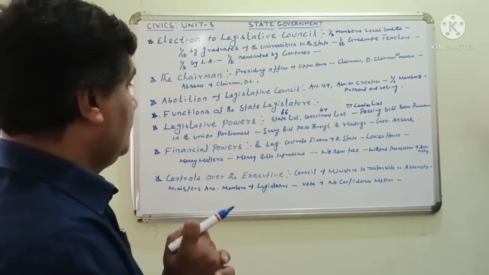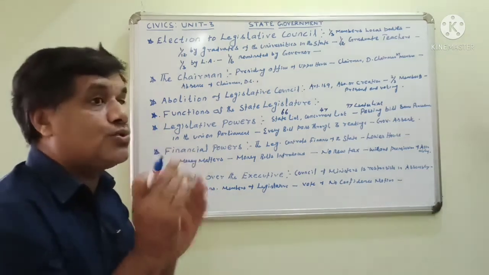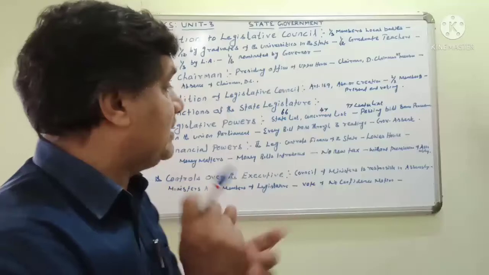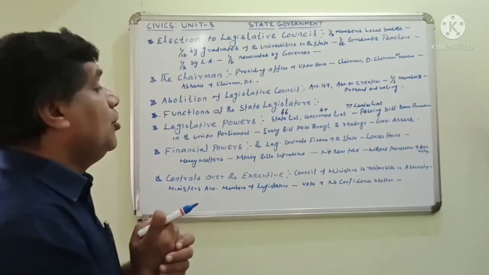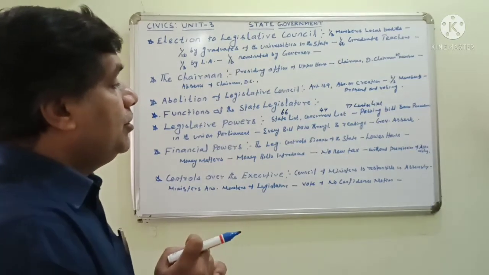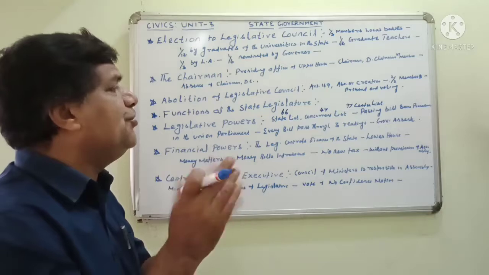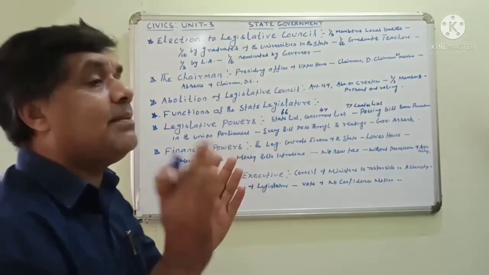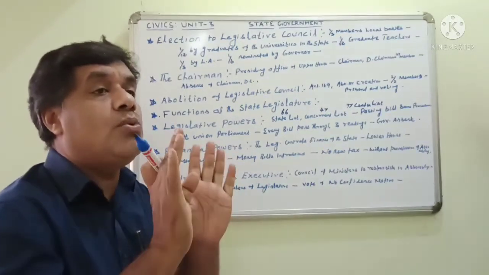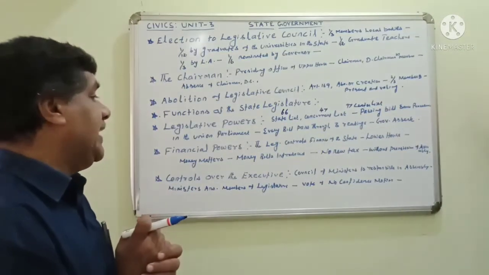Then the upper house. Money bills are introduced only in the lower house. All the money bills are introduced only in the lower house, the Lok Sabha at the union level. In the lower house, new taxes are levied. Without the permission of the assembly, no tax is levied on the people. Noted.